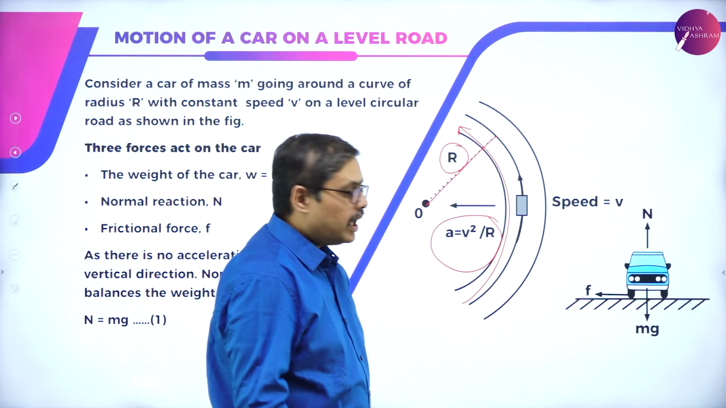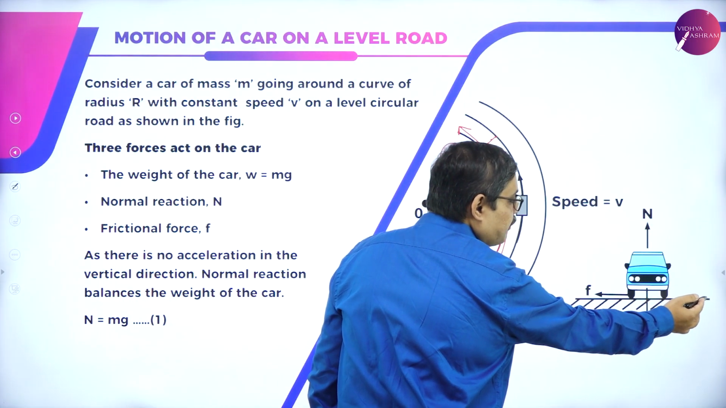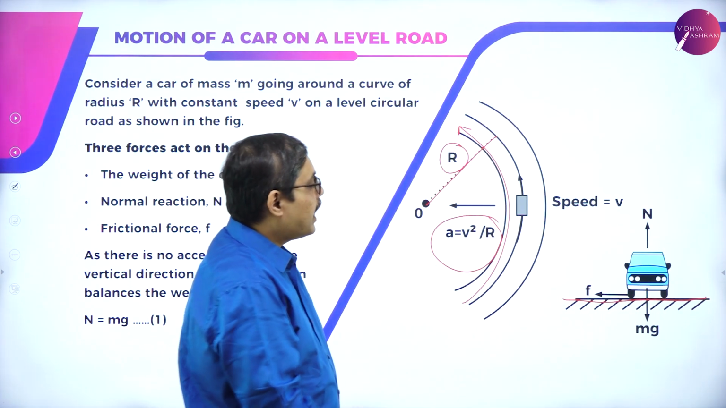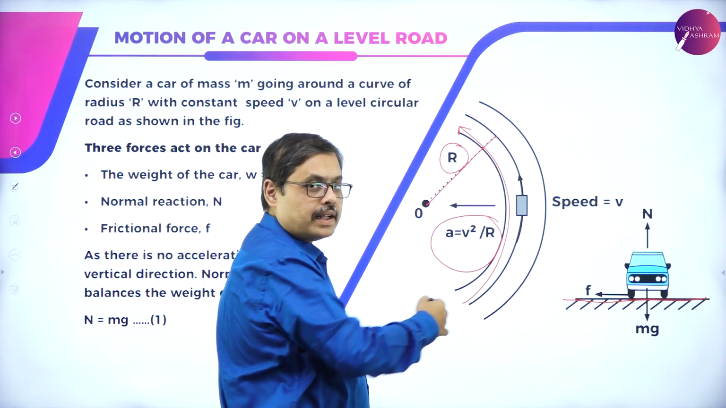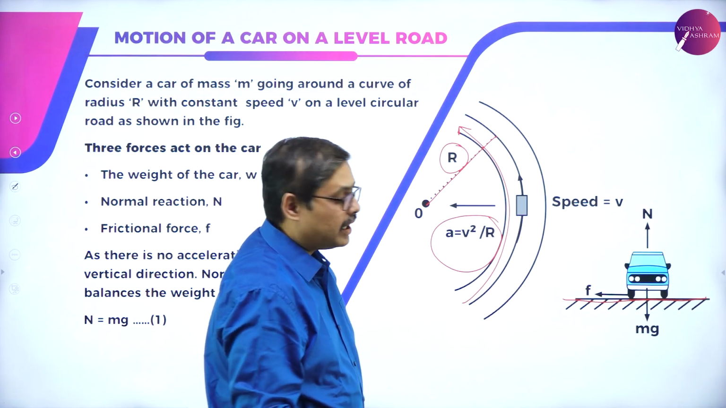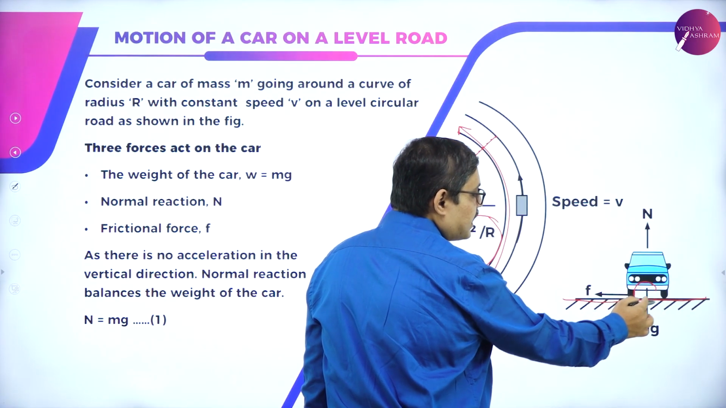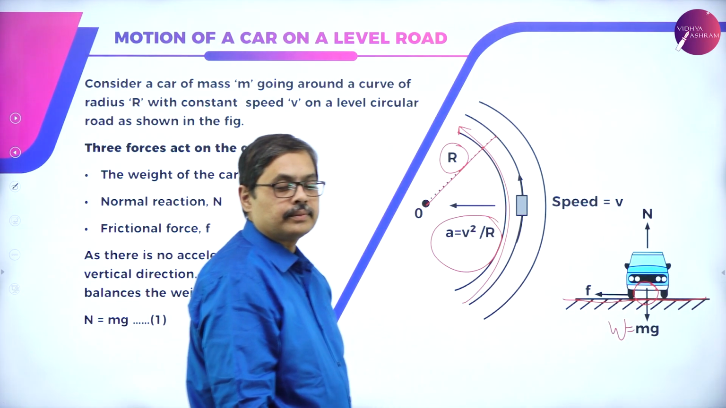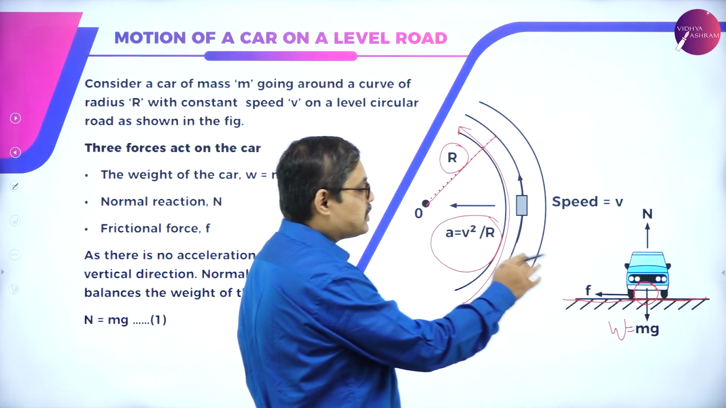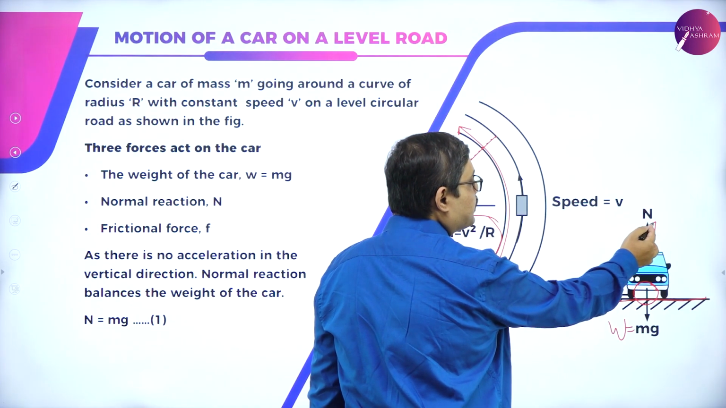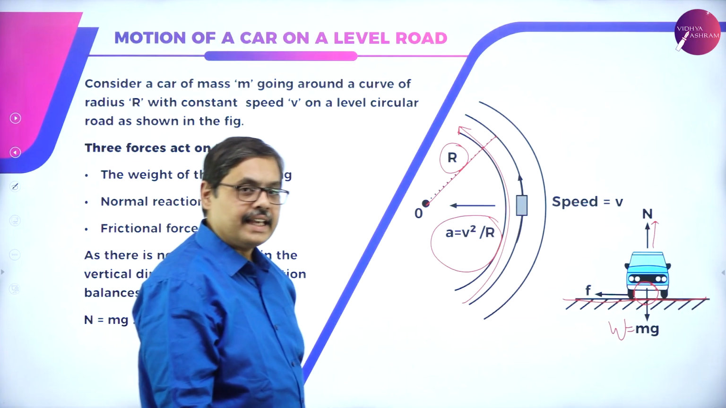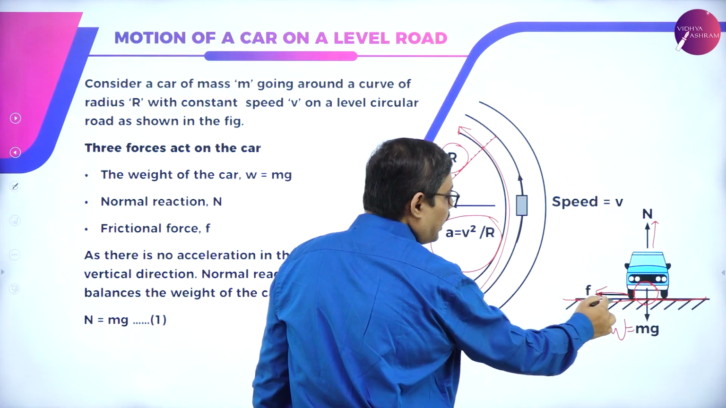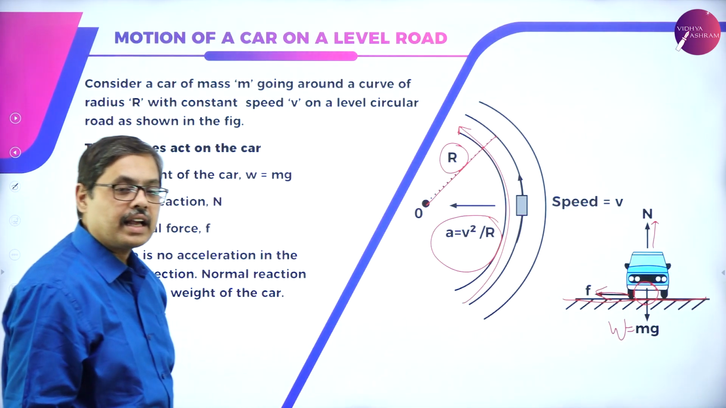Now, if you observe, this is a flat surface or a horizontal surface on which a car is moving in a circular path. What are the forces acting on it? The weight of the car is acting, which is W is equal to m into g. A normal reaction to this weight is acting upwards in the opposite direction, which is N. And then there is friction between the tire of the car and the surface of the circular track, which is F.